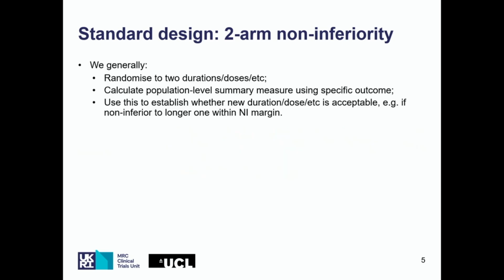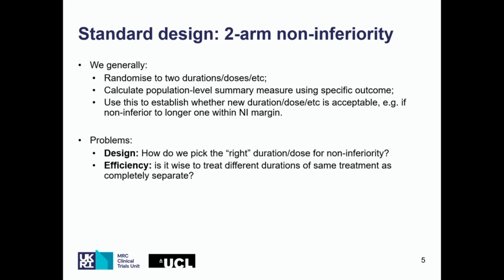As that slide shows, in standard two-arm non-inferiority trials, we generally randomize to 2 durations or doses or schedules. We calculate our population summary measures for our particular outcome, and then we do our statistical analysis to decide whether we can declare non-inferiority or not. As I've hinted, the issues are very obvious. How do we pick the right duration? If we pick the wrong duration, then it's unlikely we're going to find anything, and we've wasted a lot of time. We've basically got to start again.